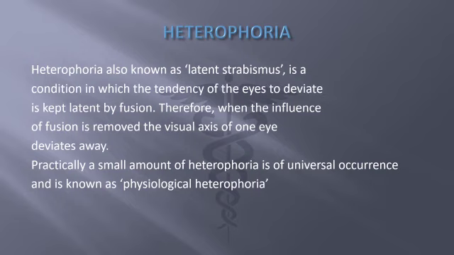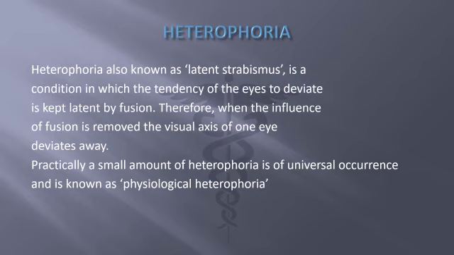So now comes the heterophoria. Phoria, wherever it is used, would imply that the squint is a latent or hidden type of squint. So heterophoria, which is also known as the latent strabismus, is a condition in which the tendency of the eyes to deviate is kept latent by fusion. So it is the fusion that makes the eyes look like they don't have a squint, but they actually do have it. Therefore, when the influence of fusion is removed, the visual axis of one eye deviates away.